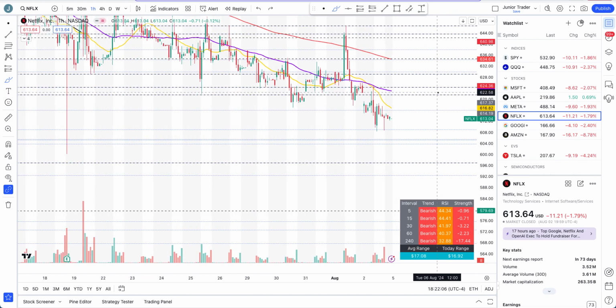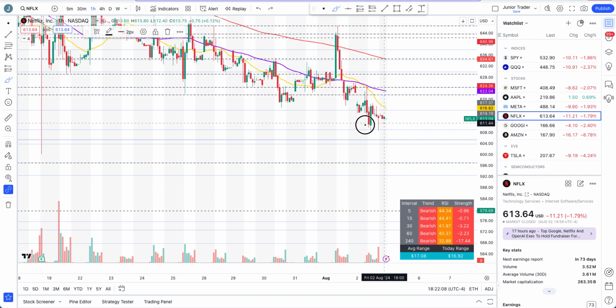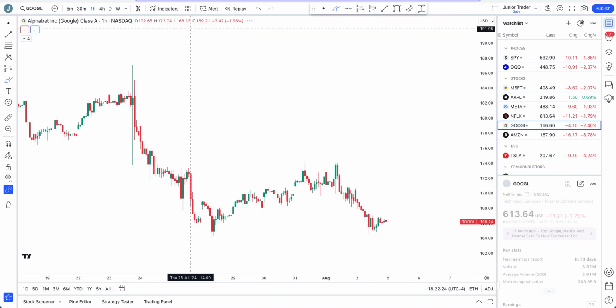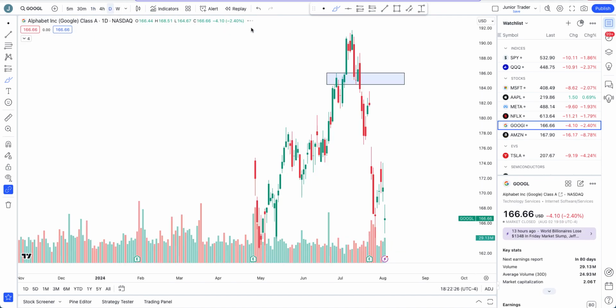So right now the structure is still weak, but take profits in the extensions, right? If the rebound happens, you can see how the price action reacts at those levels, but this would be the level to watch, 621.56. If Netflix wants to regain some hope for the bulls, then it needs to get above 621.56, right? Google. So let's go to the daily interval.